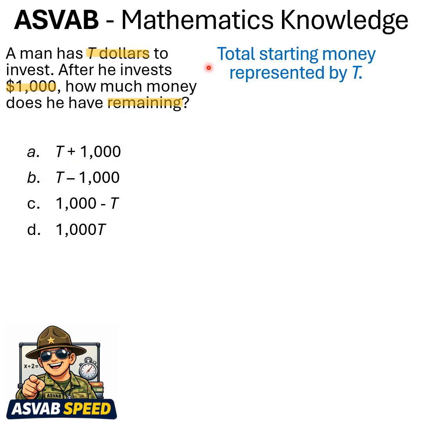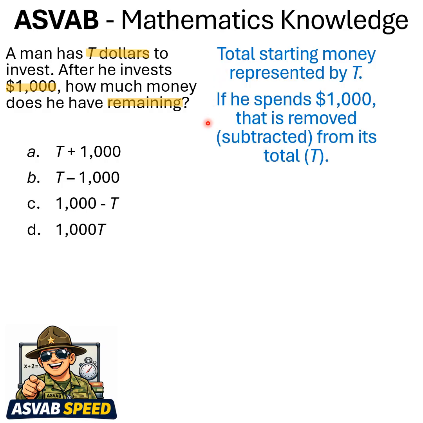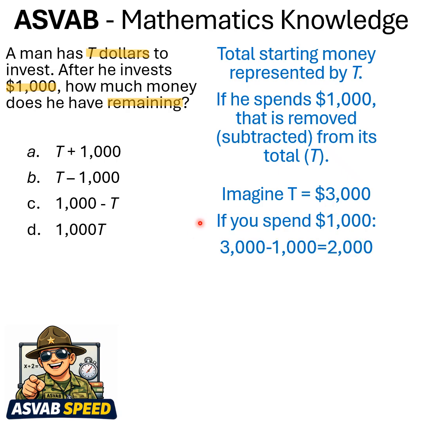So what do we know? We know that total starting money is represented by T. And if he spends 1,000, that is removed or subtracted from its total of T. Now, when I have trouble with the variable, I throw in a number to represent it just to get my head wrapped around it. So imagine T equals $3,000. And if I spend 1,000, 3,000 minus 1,000 equals 2,000. Now let's plug in our T, and we have a formula. T minus 1,000. B, T minus 1,000 is your best answer.